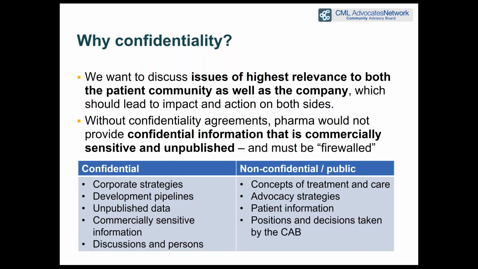It must be firewalled. But what is also important is that non-confidential and public information will be discussed in these meetings. And we do not believe that everything should be confidential. Like if we're talking about concepts of treatment and care, if we talk about advocacy strategies or patient information or positions that the CAP members take, this must be public information, because we are accountable to our community, and because patient advocacy is the business of sharing and pushing forward solutions. We need to be able to talk about these things in public. We cannot keep everything confidential by default. And that's why there's a differentiation. We pretty much look at what is being presented also by the companies. We quite frequently ask, is this really confidential, or can we talk about it? Because we don't want to be that closed club that doesn't talk about what is happening.